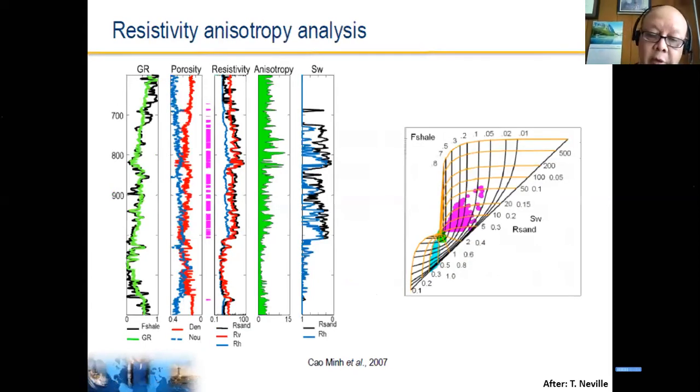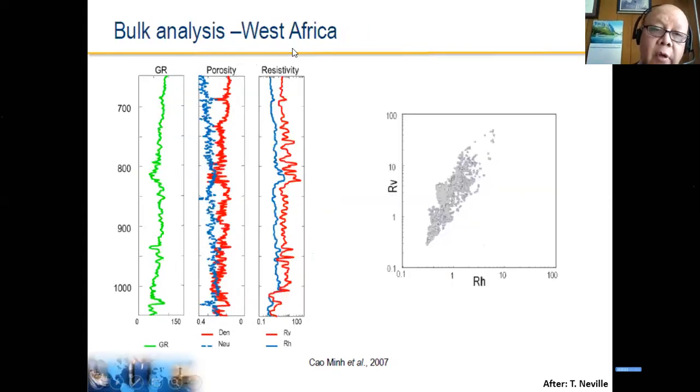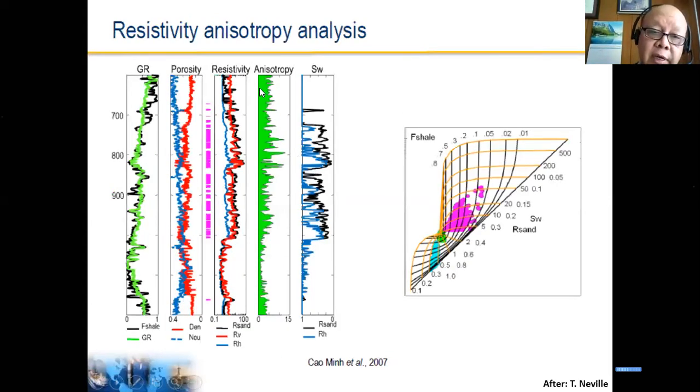So using those logs now, this is the evaluation. This is the anisotropy index. If you go back here, the anisotropy index is the RV divided by RH. So this is what is being indicated here. And if you look at the resistivity logs here, the blue is the RH, and the red is the RV, and the black one is the measured resistivity. Sorry, the black one is the recomputed RSEN.